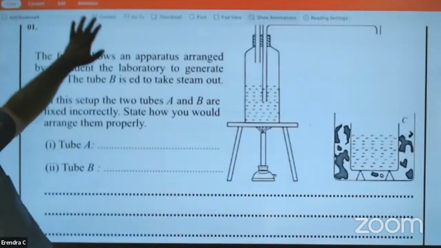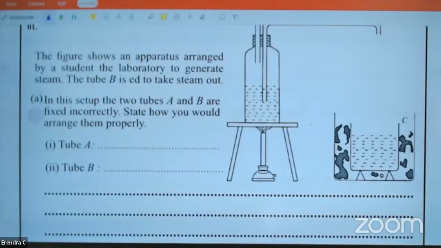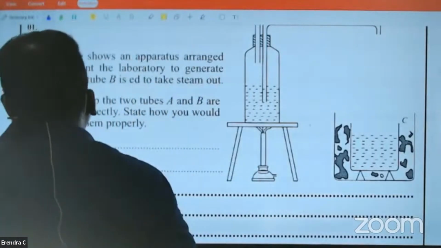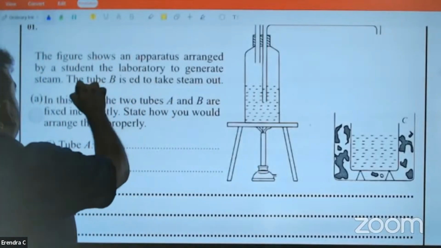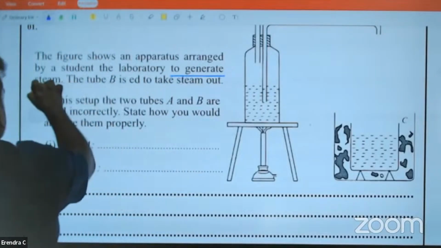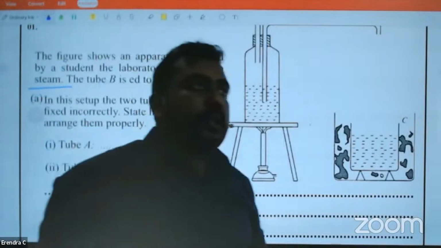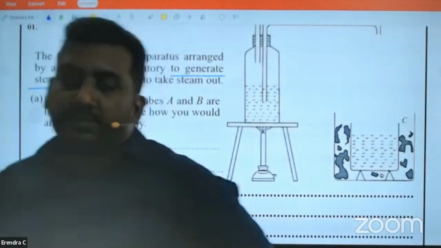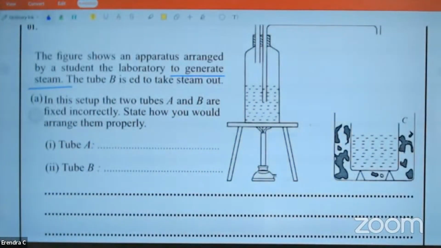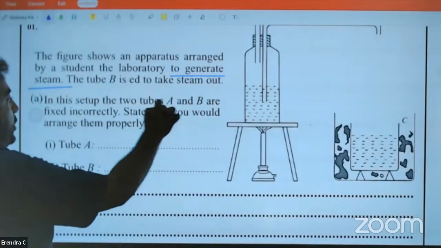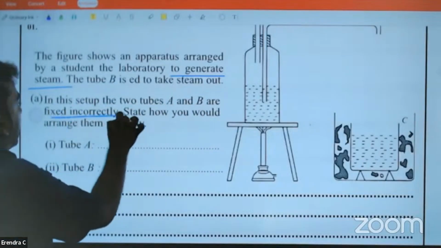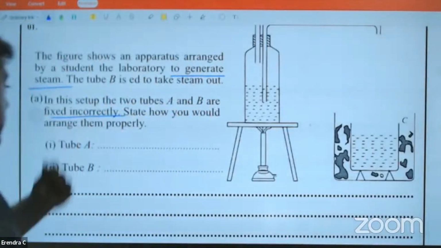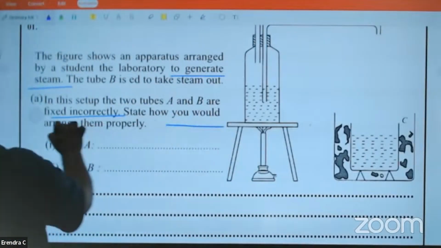Structured essay. Figure shows an apparatus arranged by a student to generate steam. This is a practical to find the latent heat of vaporization. In this setup, the two tubes A and B are fixed incorrectly. They are telling you it is fixed incorrectly. State how you would arrange them properly.